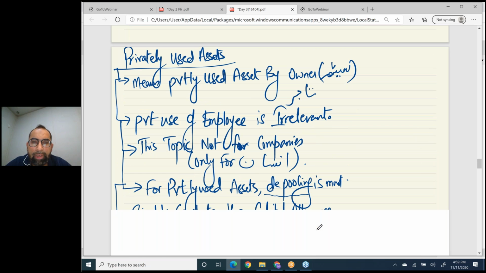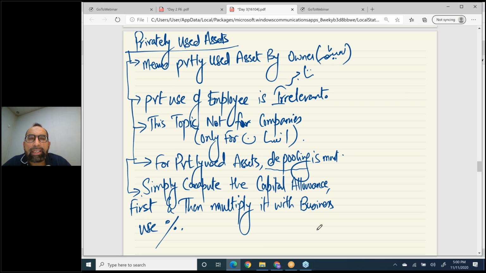This I also taught you, but you can read it. Privately used asset. Privately used means by owner. If owner is using privately used asset, then you have to apply that privately used asset topic. Private use of employee is irrelevant. You have to close your eyes. If it is written employee's private use, you don't need to depool that asset.